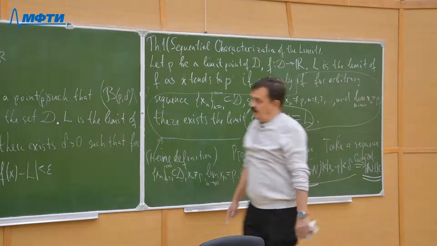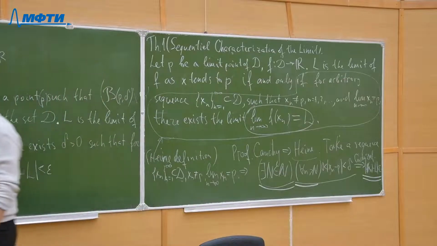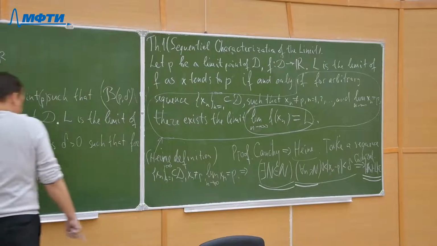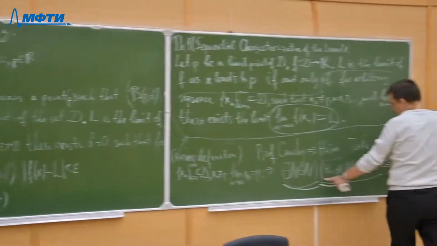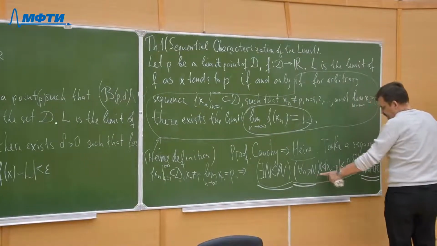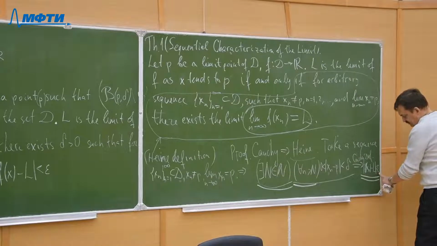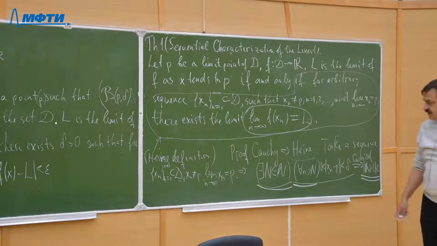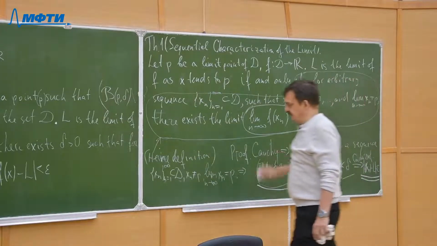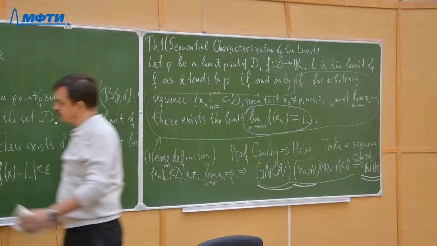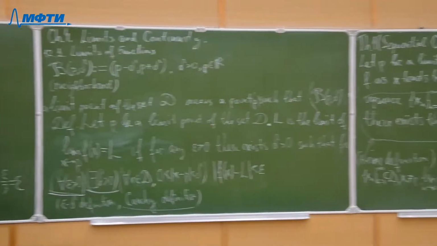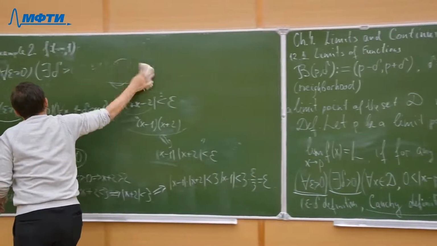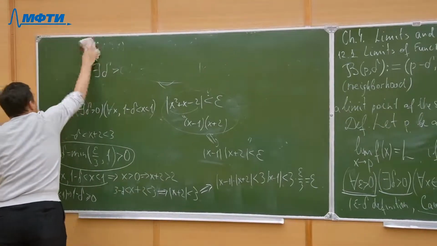Look, for arbitrary epsilon greater than 0, there exists natural N such that for all n greater than capital N, f of xn minus L less than epsilon. So this part is done. Okay. Now from Heine to Cauchy.